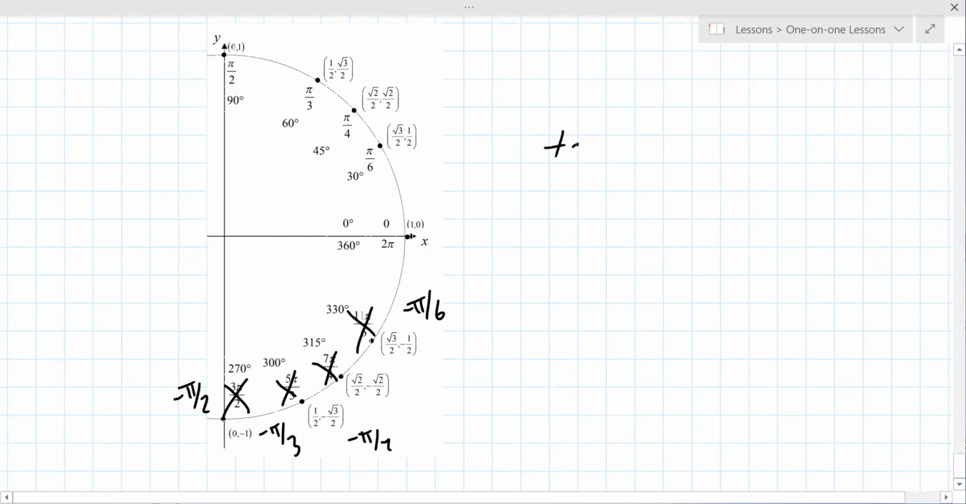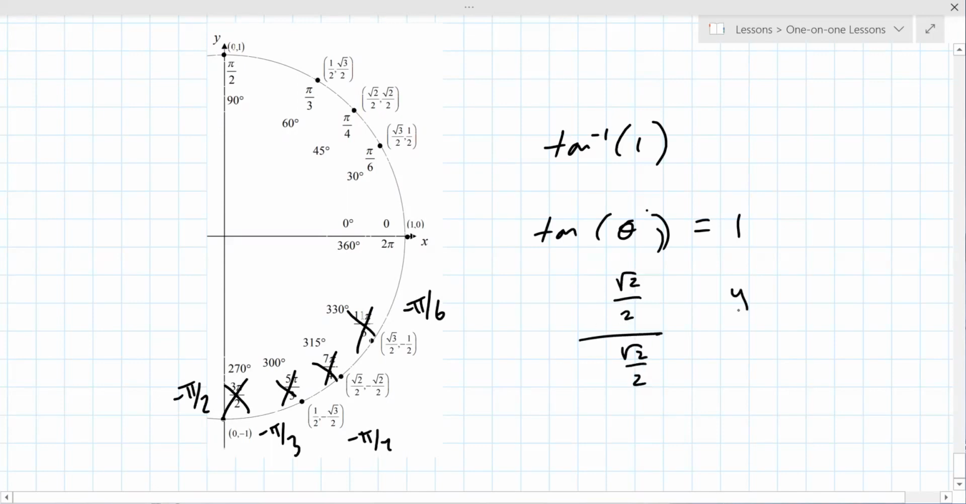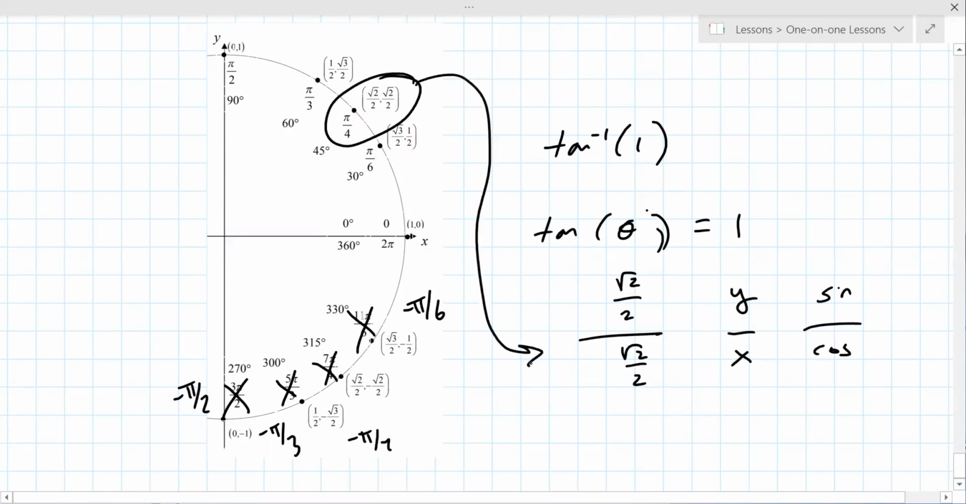So when you're trying to find the arctangent of 1, you're asking, the tangent of what angle equals 1. And you know that this is square root 2 over 2 over square root 2 over 2. It's y over x. It's sine over cosine. Oh, it's y over x. Yes, it's that one there. But how do you know that it was that point, the root 2 over 2? That's the only one that makes 1. Oh, okay, I see what you mean.